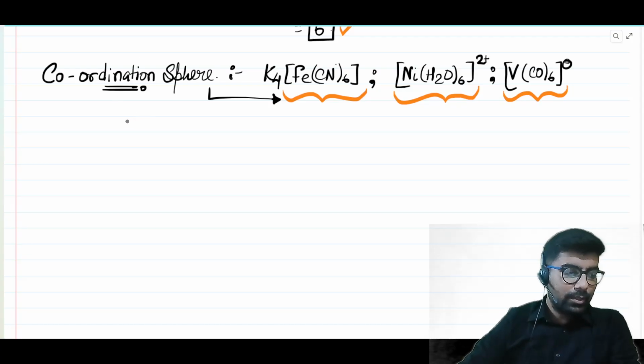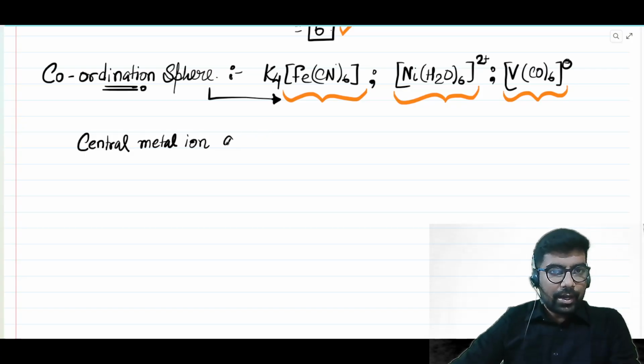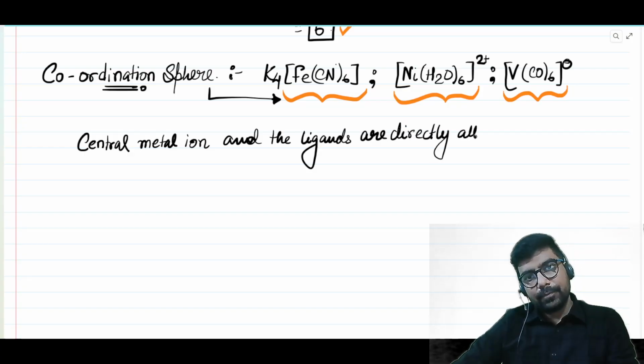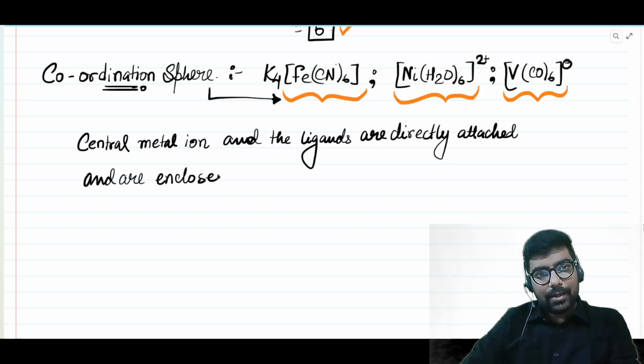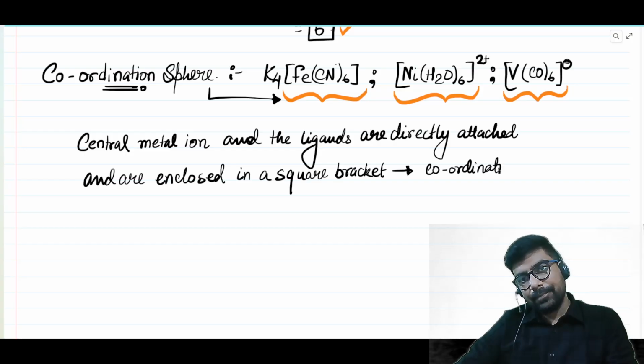If you go by the definition, the central metal atom and the ligands that are directly attached and are enclosed in a square bracket, this enclosed square bracket is called the coordination sphere.